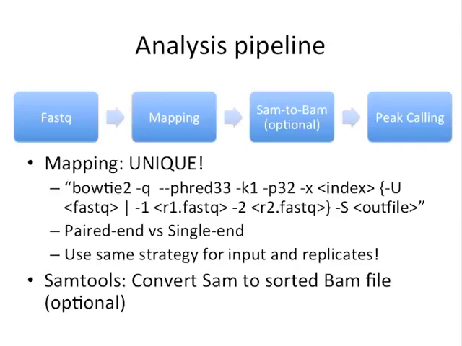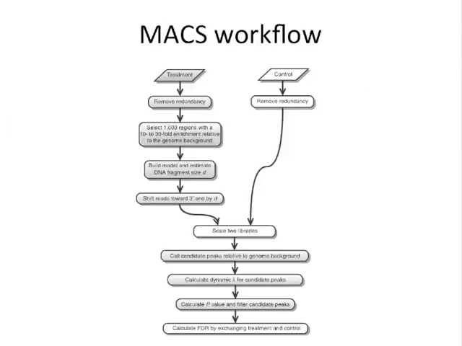So the next step is peak calling. Peak calling can take in mapped files in either SAM format or BAM format, but they do need to be mapped files. So this is the general workflow for the MACS program. You start with both treatment and control, and with both of these, you remove redundancy. So you remove any reads that are mapping at the same position, so that you're basically getting unique reads from your FASTQ.